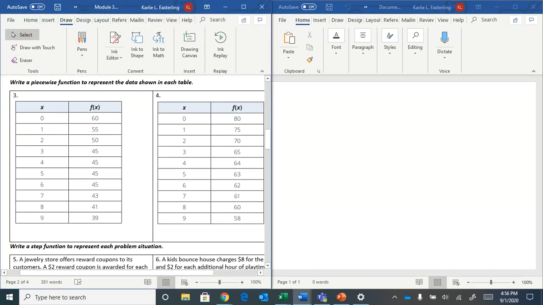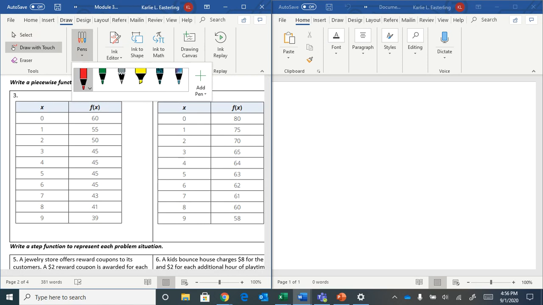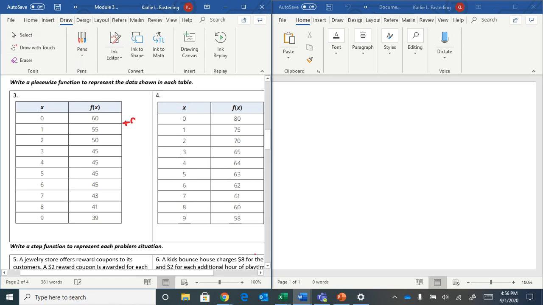All right, so we're going to write a piecewise function to represent the data shown in the table. So the first thing that you need to determine here is what pieces we are looking at. So we need to determine how we get from 60 to 55. To get from 60 to 55, we didn't add 5, we subtracted 5. So we subtracted 5, and then from 55 to 50, we subtracted 5 again. And then once we get to 45, we're not subtracting anything. We're subtracting 0.